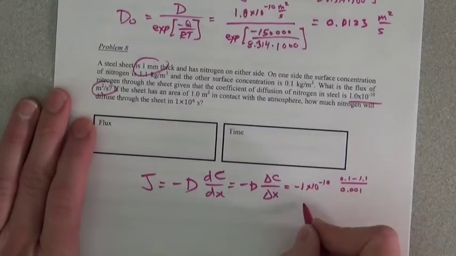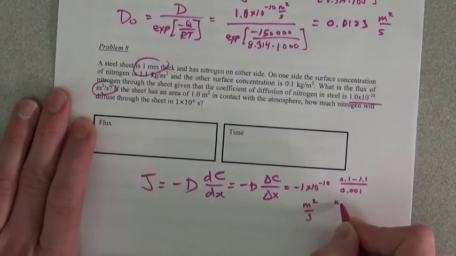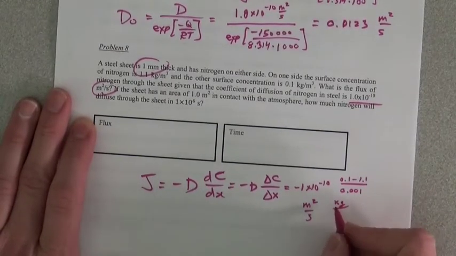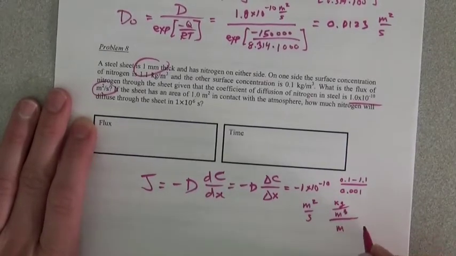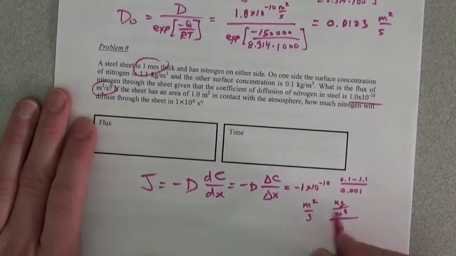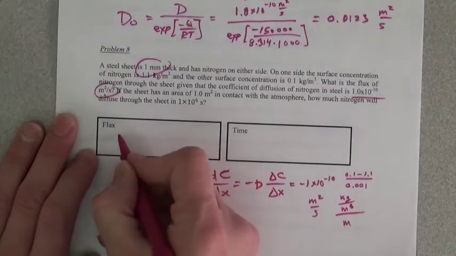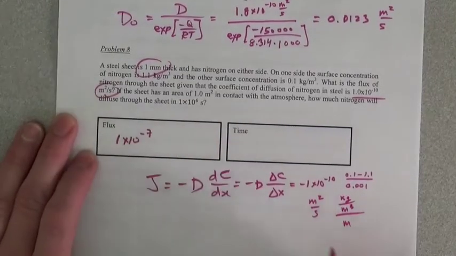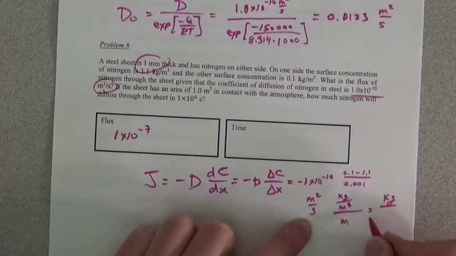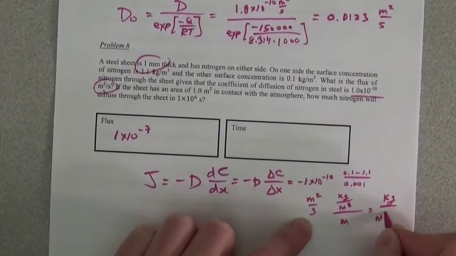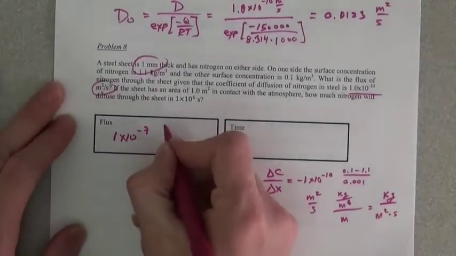When you do that, notice now we have meters squared per second. Here we have kilogram per meter cubed divided by meter. So this flux, when you do the math, turns out to be 1 times 10 to the minus 7, and it has units of kilogram per meter squared second. And write that in.